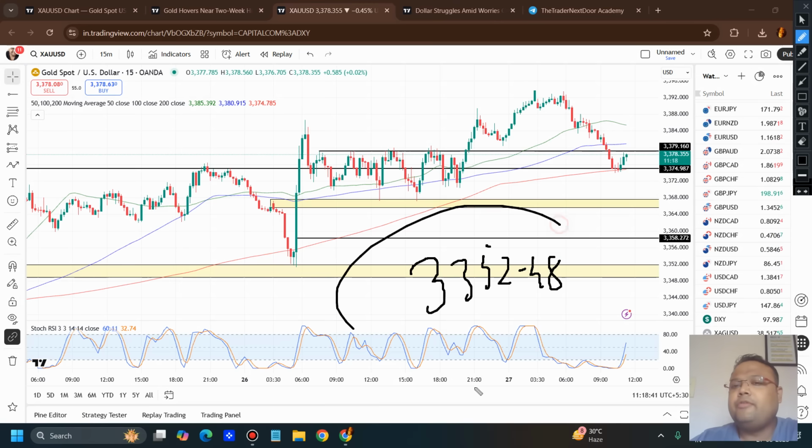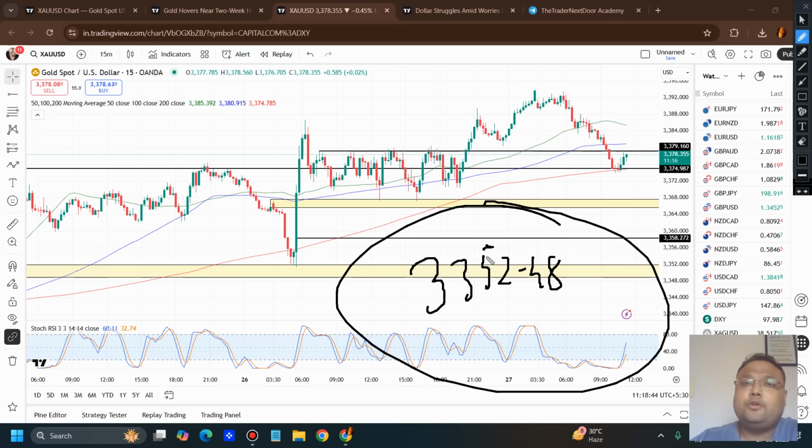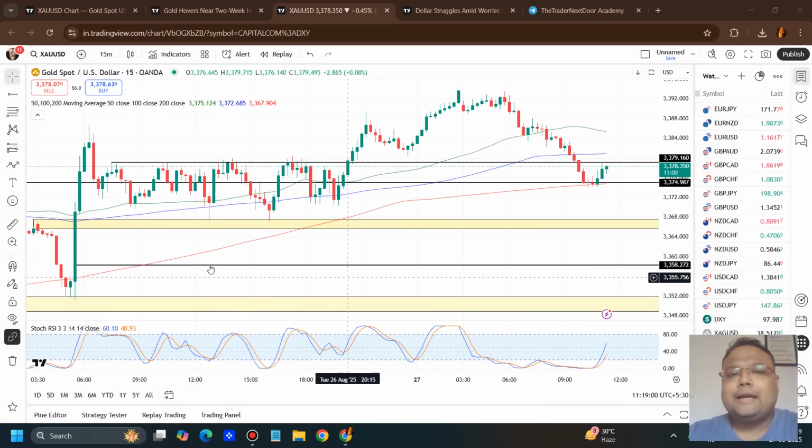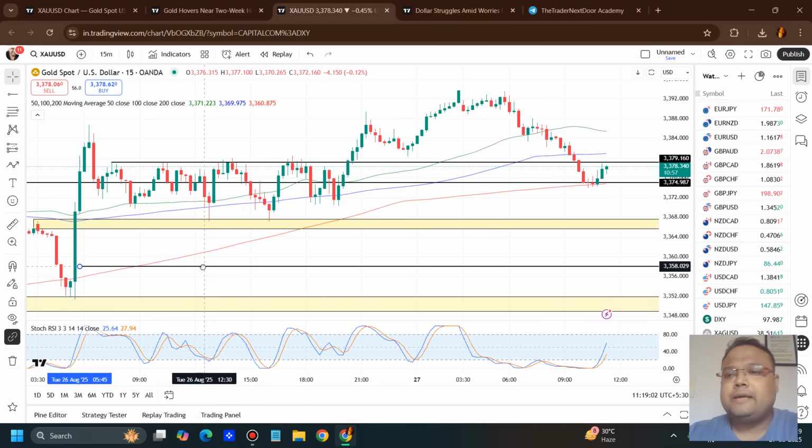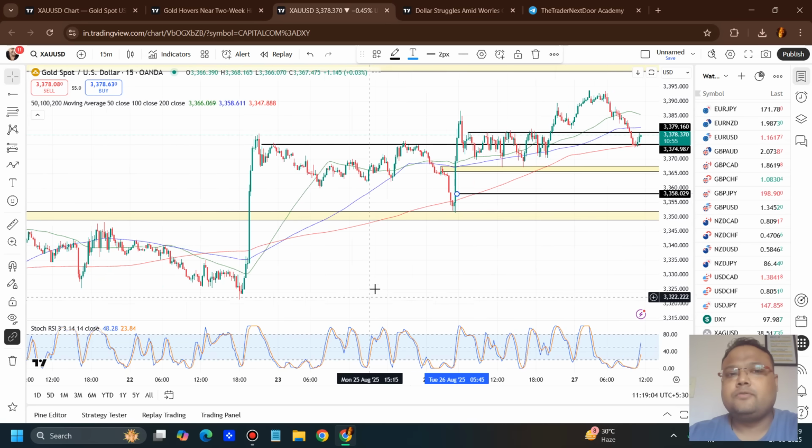Remember 5248. Yes, the support of 5248 is still very much valid. If the market drops, then we can expect another good support around this area. But the problem is that 5248 is far away from the current market price, so we can also look for a support around 58 as well. Yes, you can see a black line here. This black line is also a support on the chart of gold.